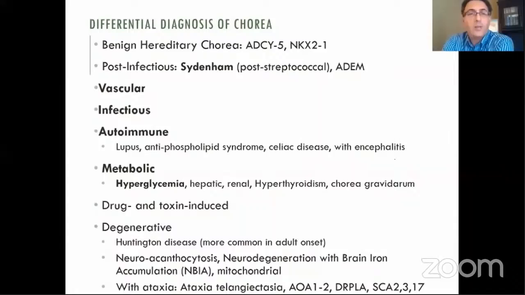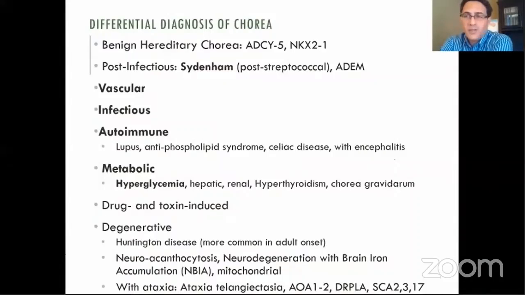Metabolic causes, especially hyperglycemia, can cause chorea, including unilateral chorea. Hepatic, renal, hyperthyroid dysfunction, and pregnancy, chorea gravidarum, can be other metabolic causes of chorea. Drugs and toxins can be causative of chorea. And also importantly, degenerative disorders.